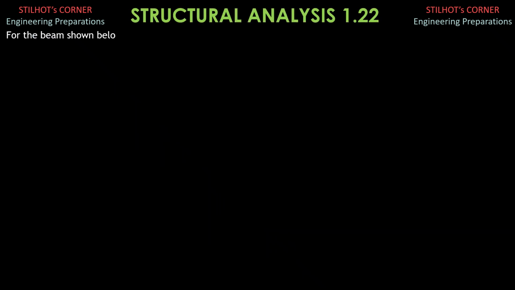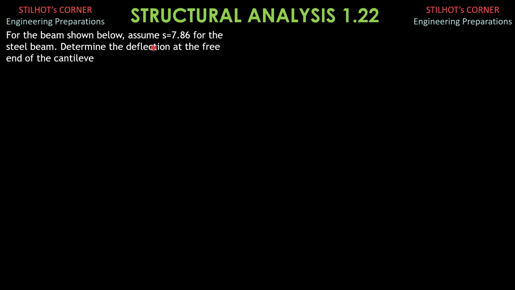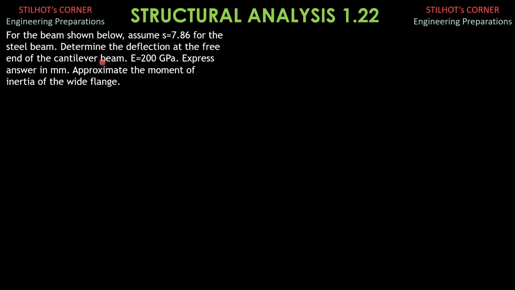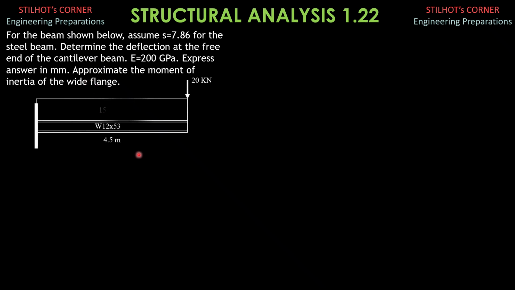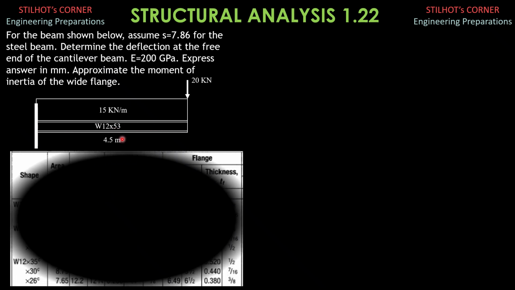Okay, let's have structural analysis problem 1.22. For the beam shown below, assume specific gravity of 7.86 for the steel beam. Determine the deflection at the free end of the cantilever beam. Modulus of elasticity 200 gigapascals. Express answer in millimeters. Approximate the moment of inertia of the wide flange. So this is the cantilever beam and it is W12 by 53.